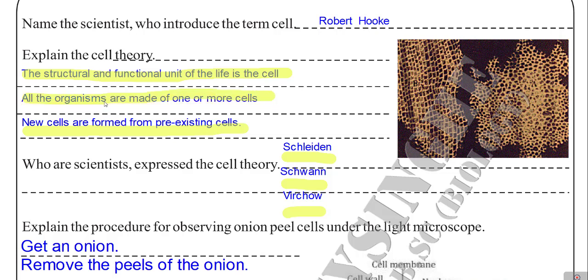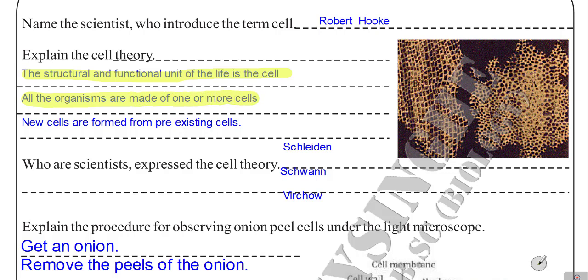All the organisms are made of one or more cells, right? You can understand, because in our body, children, we have a large number of cells, billions of cells. But animals like the amoeba have only one cell. Some living beings have only one cell; they are called unicellular organisms. We have a large number of cells, so we are multicellular organisms. So all the living beings, all the organisms, are made of one or more cells.